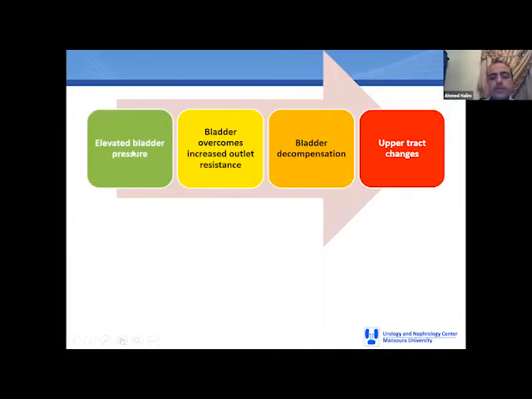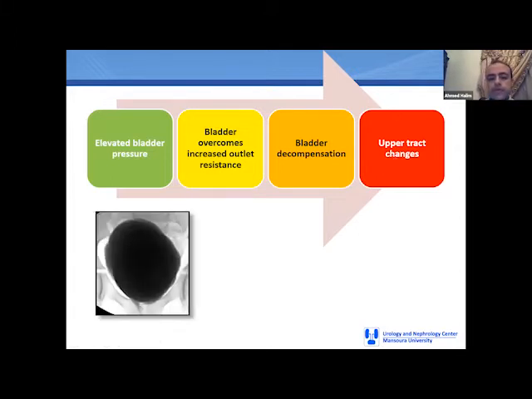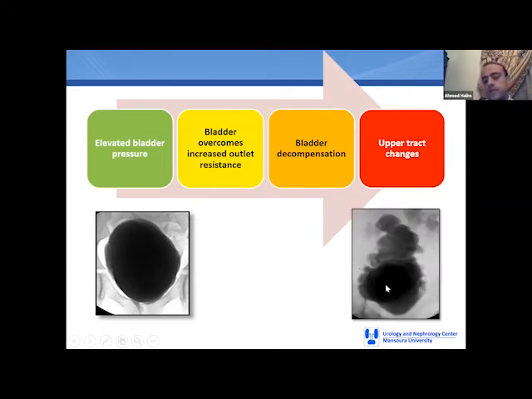So again, this is the sequence of events. The bladder pressure is initially elevated, the bladder tries to overcome the outlet resistance, and if this high pressure persists, then the bladder starts to decompensate, and subsequently you would see upper tract changes. So the proactive approach would start treatment early in this cascade, but advocates of the reactive or expectant approach would not intervene until they start to see upper tract changes. So again, start your treatment early since birth, don't wait until you see upper tract changes, because at this point the bladder would have probably become an end-stage bladder.